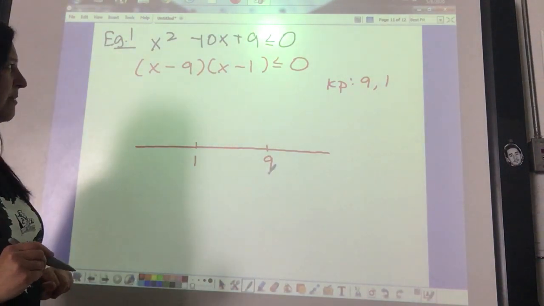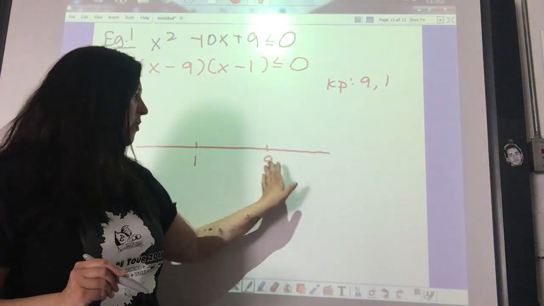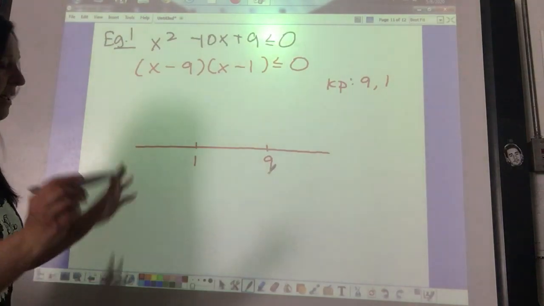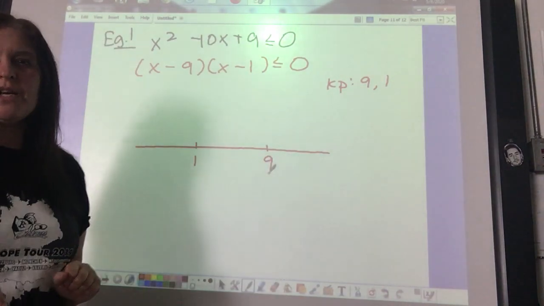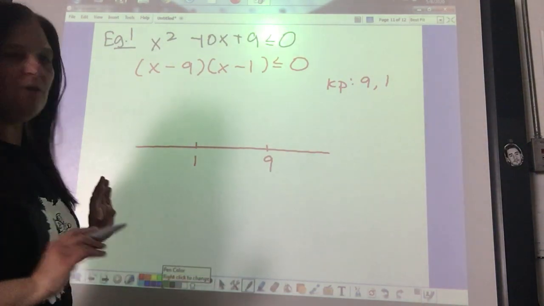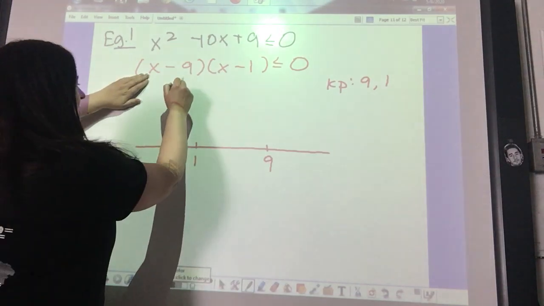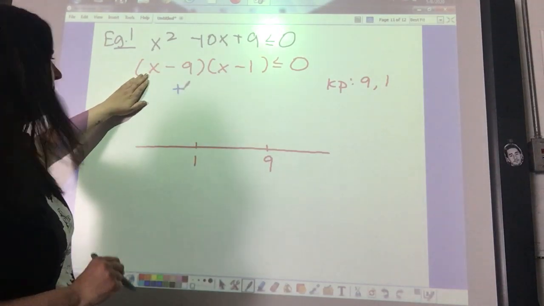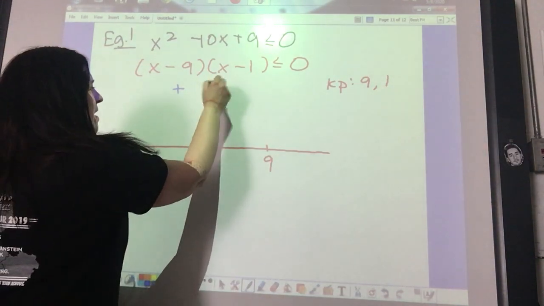Then we take a large key point. Any key point larger than our largest key point works. So anything 10 or greater works. Well, 9.1, anything greater than 9 works. But we usually use a million because it makes it a little bit more fun to run through a million. So again, we don't care what the value is, we want the sign. A million minus 9, I don't care what the number is, but that would be a positive value. A million minus 1, that would be a positive value.